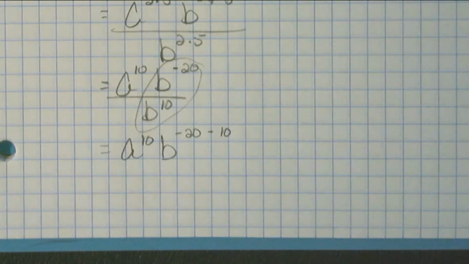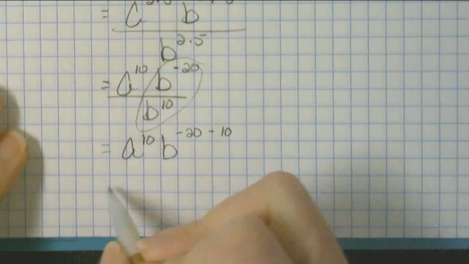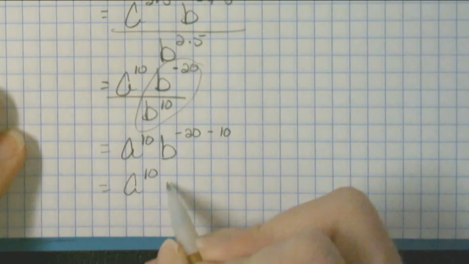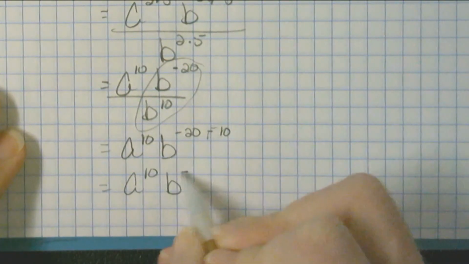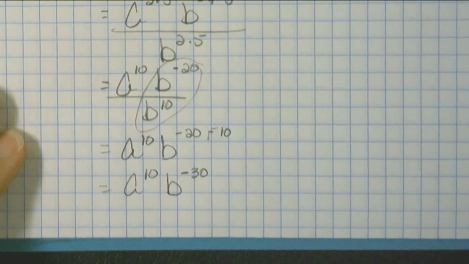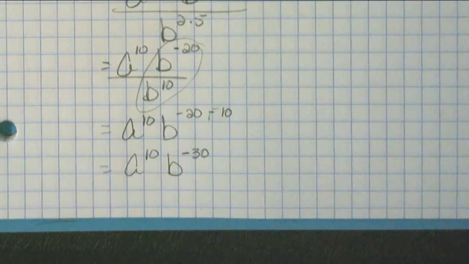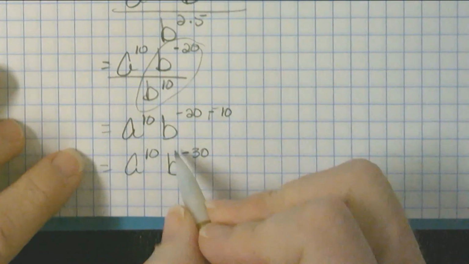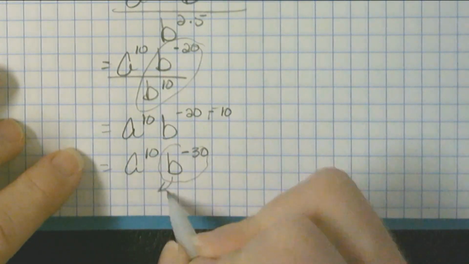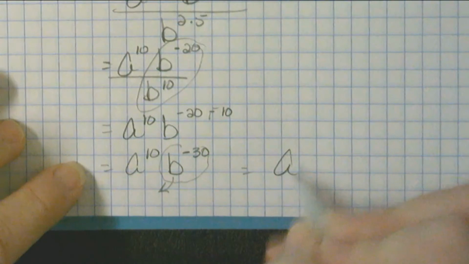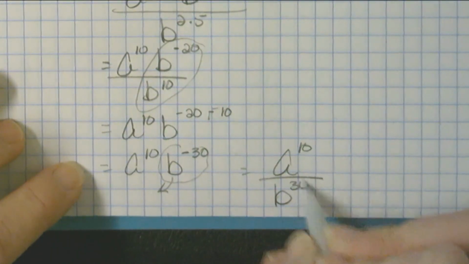What I could have done was move that negative power into the denominator and then done b to the 10th times b to the 20th in the denominator. That is another way that you could do it. Okay, so from here, I have a to the 10th times b to the negative 30th. What do I have to do when I have negative exponents? Because it's not simplified if I have a negative exponent. Yep, I need to move that b to the negative 30 to the denominator. So this is going to be a to the 10th over b to the 30th.